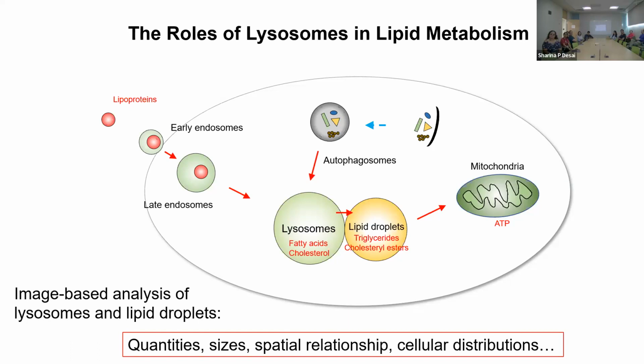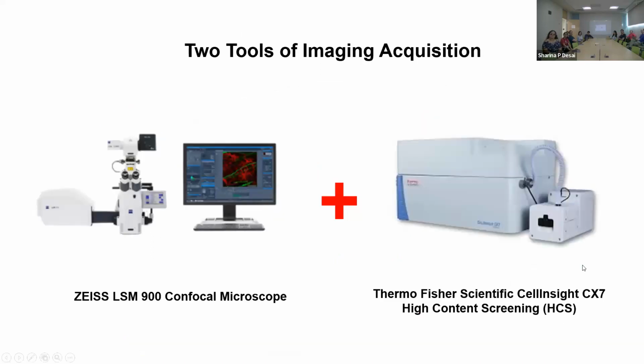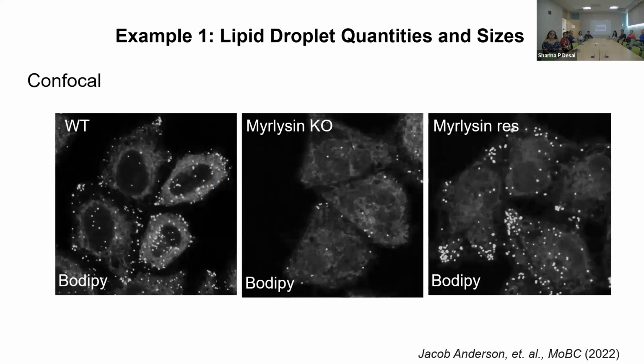So today I'm going to use several examples to show you how we use the M4 facility, mainly focusing on the confocal microscope and the CX7 CellInsight in our research. These two pieces of equipment are super important to our research, but they do have their pros and cons. We use them for different purposes, but we do combine them every day to obtain the data. So first, as I just said, we quantify the organelle numbers.